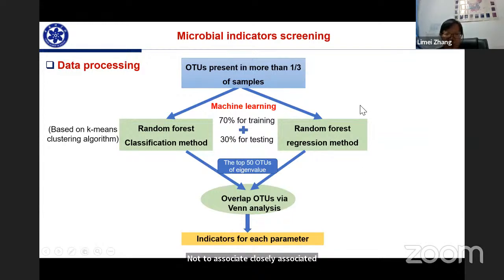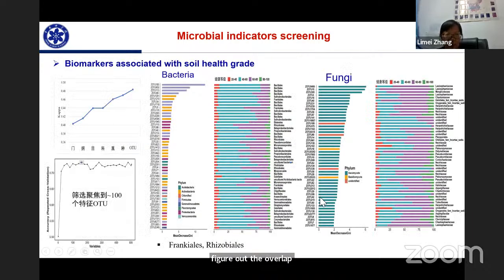We also tried machine learning methods to identify some indicators for soil health. We tried two methods, a classification method and a regression method, first selecting the top 50 OTUs for each parameter, and then figuring out the overlapping OTUs with Venn analysis. When we used the soil health score or grade, we could identify quite a lot of OTUs associated with them, but these OTUs were generally also distributed in samples of different soil score grades. So it's really hard to recognize indicators that can really reflect the soil health grade.